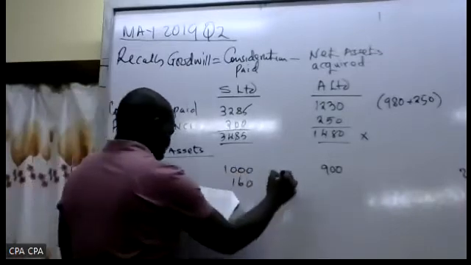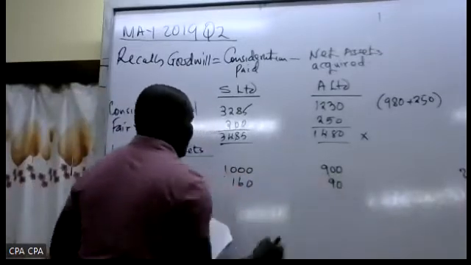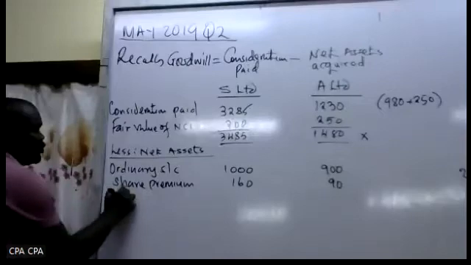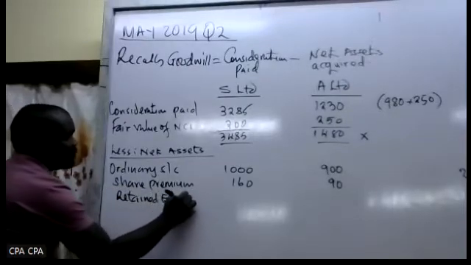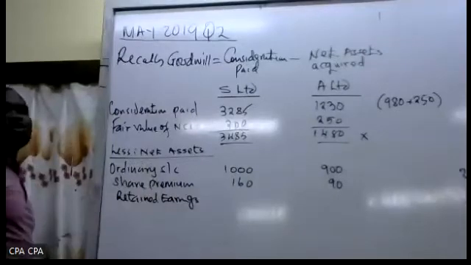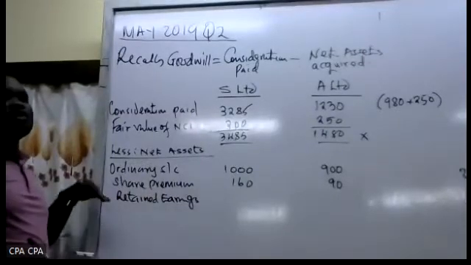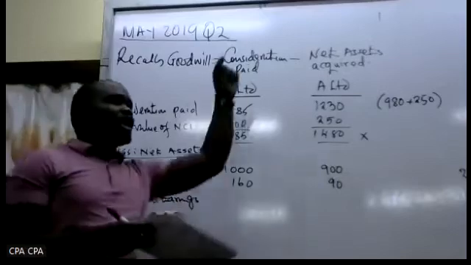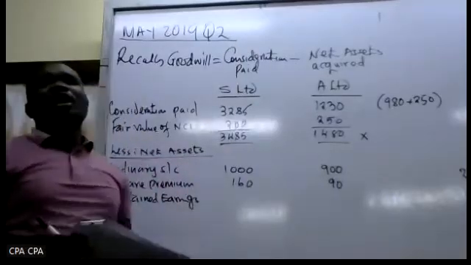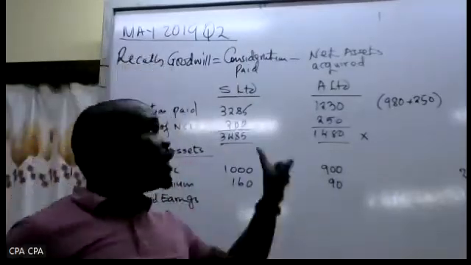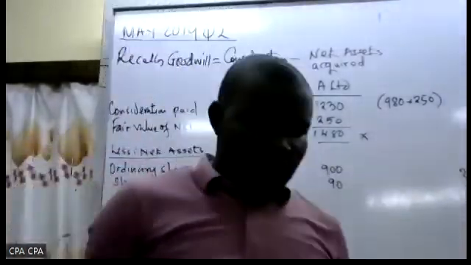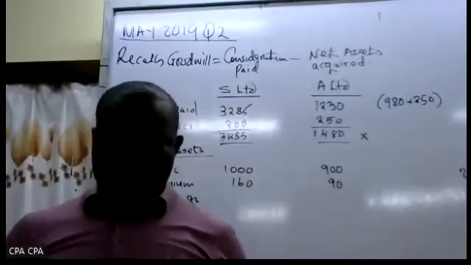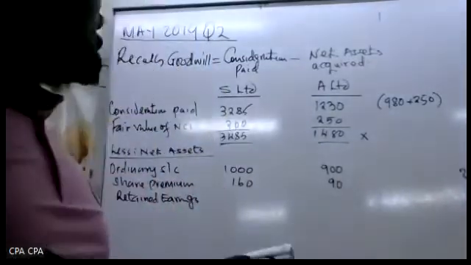160, 90. Retained earnings, which retained earnings do we use? On the date of acquisition. You know these two, they don't change, but profit, goodwill is computed on acquisition. So can you go to where they were acquired and check the retained earnings? For A, you check when it became a subsidiary. You check the profit on that date. So in note 1, what was the retained earnings when we acquired S?